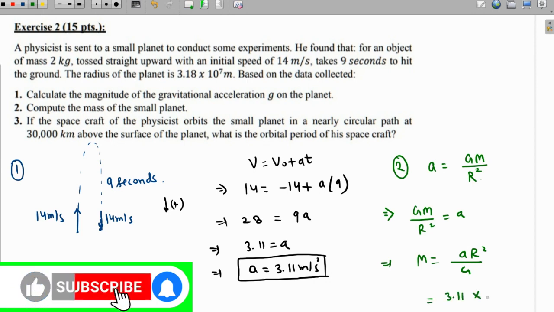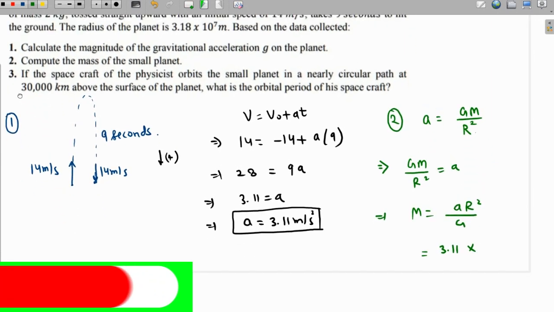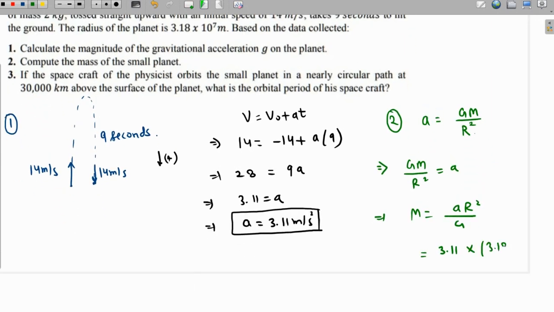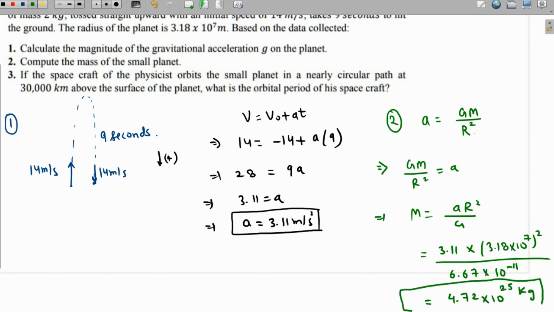Acceleration is 3.11. r squared is 3.18 times 10 raised to 7, whole squared, and G is 6.67 times 10 raised to minus 11. I'm just doing everything using a calculator, of course. So this value comes out as 4.72 times 10 raised to 25 kilograms. So that is the mass of the planet.